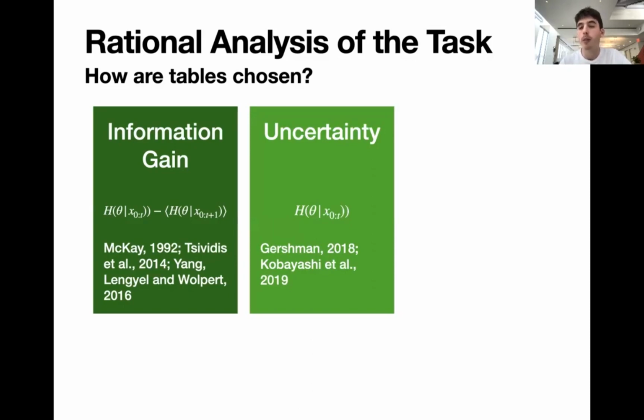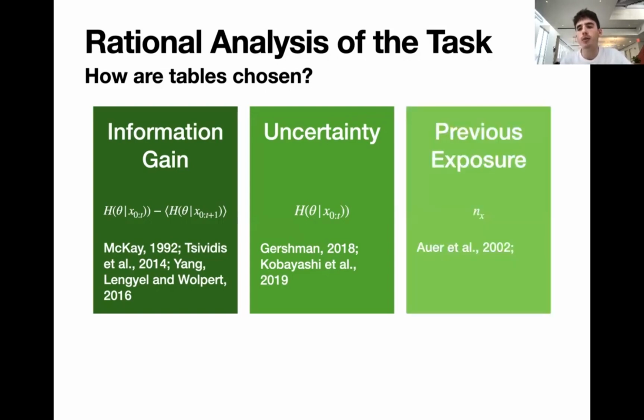That makes sense, but could still be too difficult because it involves computing uncertainties. So maybe participants are doing something really simple and are just equating their previous exposure or equating their visitations between tables. So choose the table that you visited the least number of times in the past. So now we have 3 hypotheses, and we may ask which best predicts human choices.